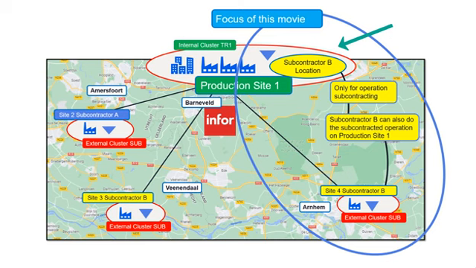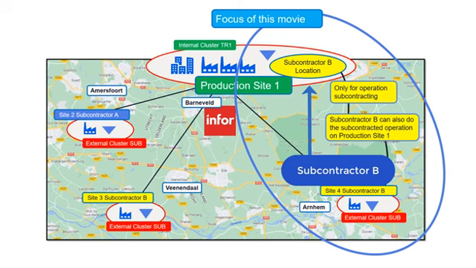When we subcontract an operation, then in most of the situations we have an internal production site and an external subcontractor site. In this case, it is the internal production site 1 and external subcontractor site 4, and it is for subcontractor B. We can also have the business case in which the subcontractor will come to our internal production site 1, and he will do the subcontracted operation on our location.